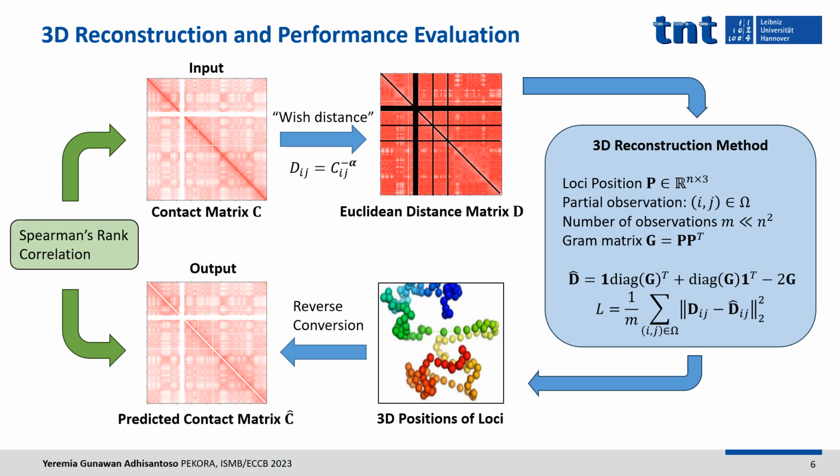After the optimization is complete, we have the Euclidean distance matrix, which is then reverse converted into the so-called predicted contact matrix. The similarity between our data contact matrix C and the predicted contact matrix is then measured using Spearman's rank correlation.